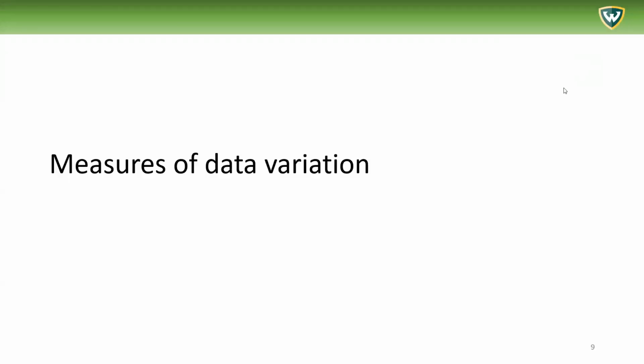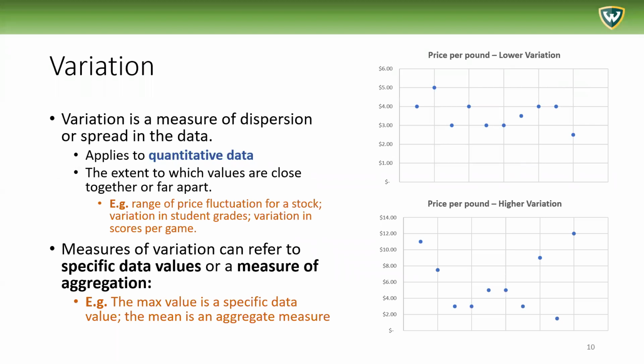Measures of data variation. Variation is a measure of dispersion or spread in the data. And sometimes we can even say it's a measure of distribution or spread in the data. Let's remember that when we're talking about statistics, we're often talking about multiple instances, multiple observations, of one or more specific variables. So we can see to what extent all the different values of one variable are distinct from themselves across the instances.